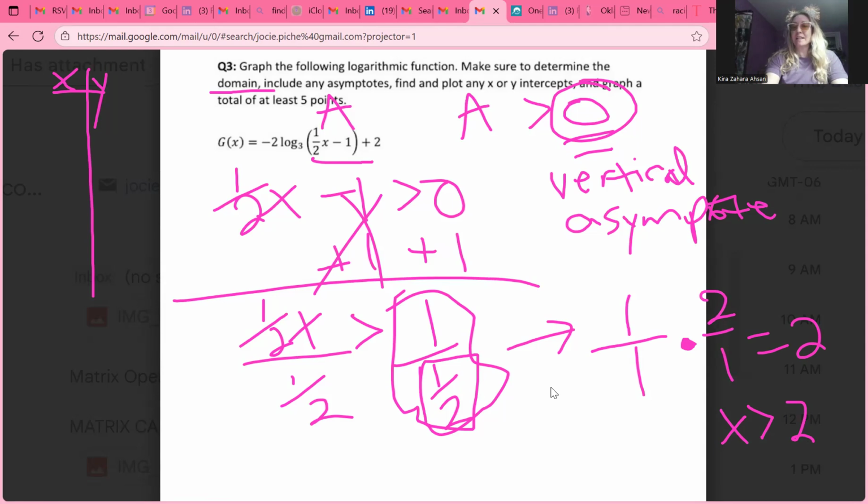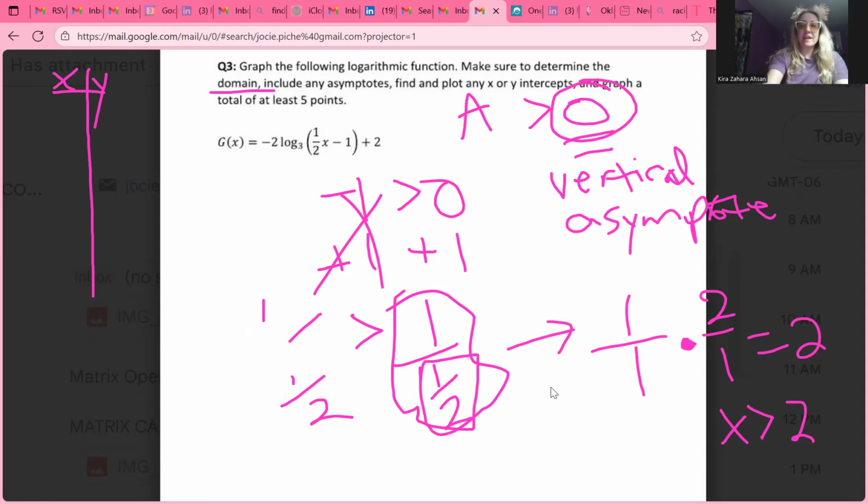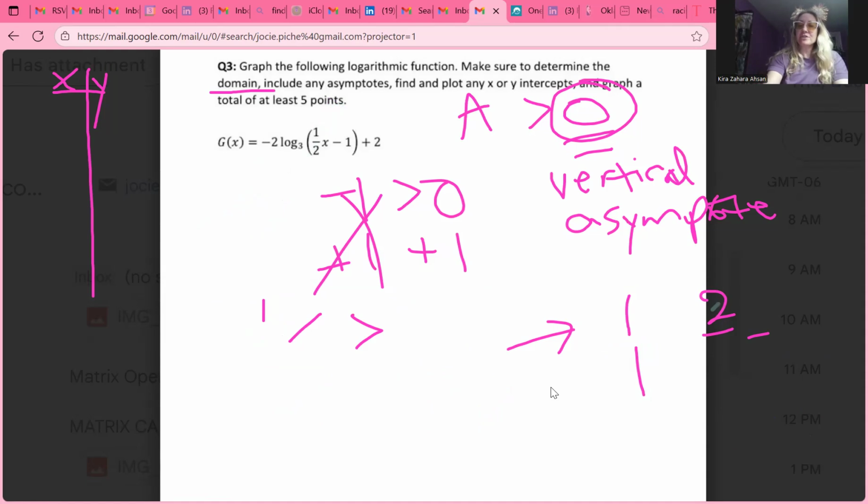And you just have to memorize that because it's a logarithm, the 2 itself, x equals 2, is actually going to be your vertical asymptote where you're going to draw your dotted line. Now, most teachers do want their answers in interval notation, as I know this young lady's teacher does.